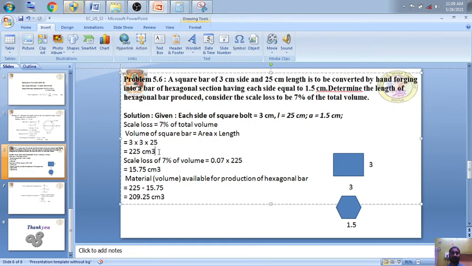So 225 centimeter cube is the actual raw material minus the losses, that is 15.75. The actual material available for producing this hexagonal bar will be 209.25 centimeter cube. This is the actual volume of this square bar. So using this volume you can find out the length.